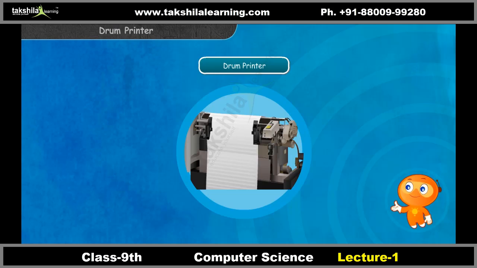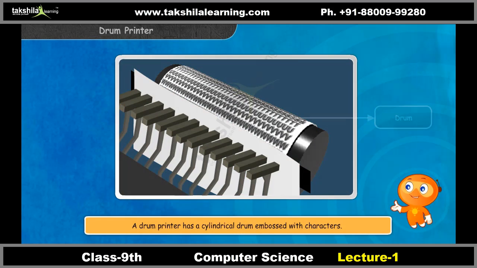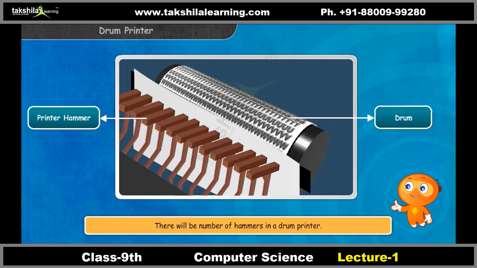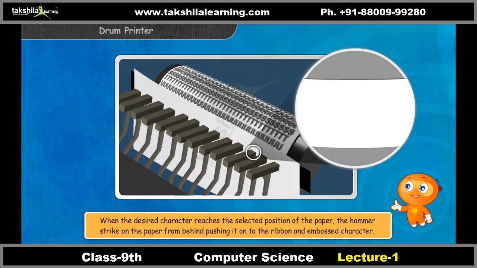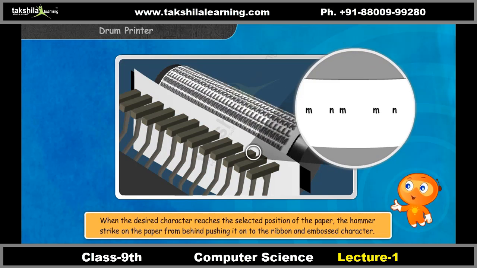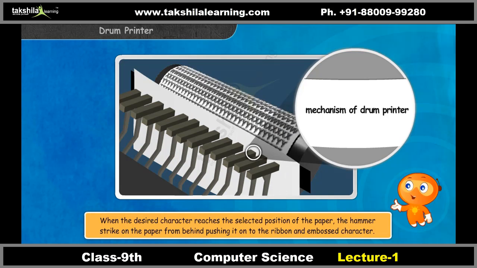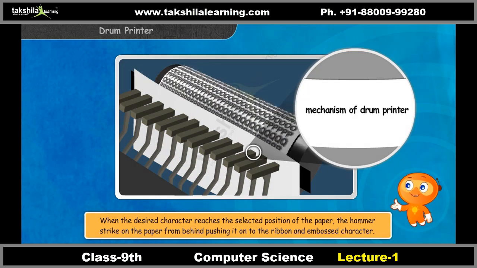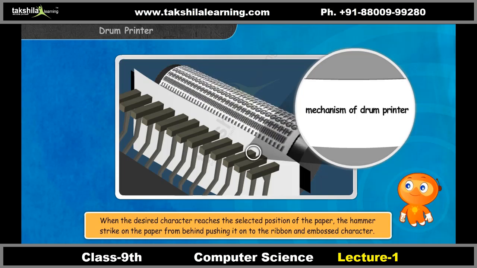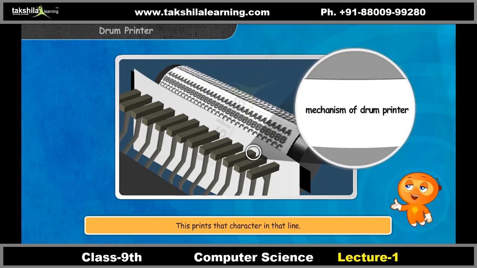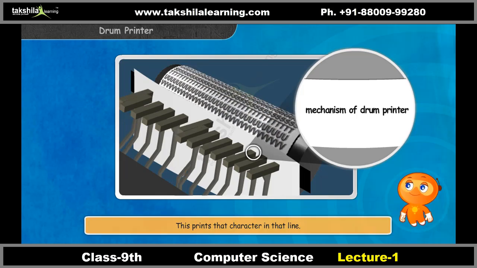Drum printers. A drum printer has a cylindrical drum, embossed with characters, one character in one line of the drum. There will be a number of hammers in a drum printer. When the desired character reaches the selected position of the paper, the hammer strikes on the paper from behind, pushing it onto the ribbon and embossed character. This prints that character in that line.